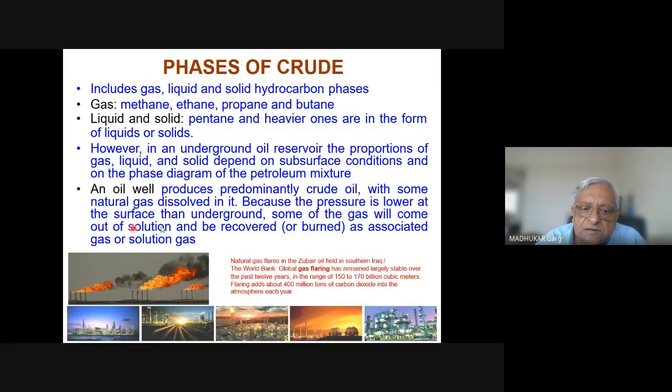Because the pressure is lower at the surface than underground, this gas comes out, and in our country that is the major source of natural gas, which is not enough, of course. So we do buy natural gas in the form of LNG, liquefied natural gas. But the gas that is produced at Hazira is the associated gas. So this particular paragraph is very important, at least from an Indian context, and in many other countries like Qatar. Qatar also thrives on this gas which comes along with the crude oil. So this is associated gas.